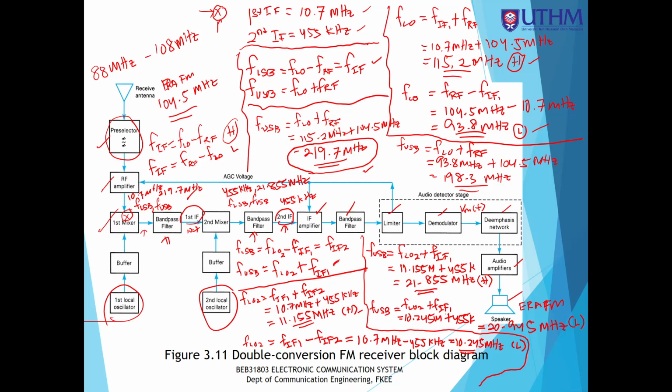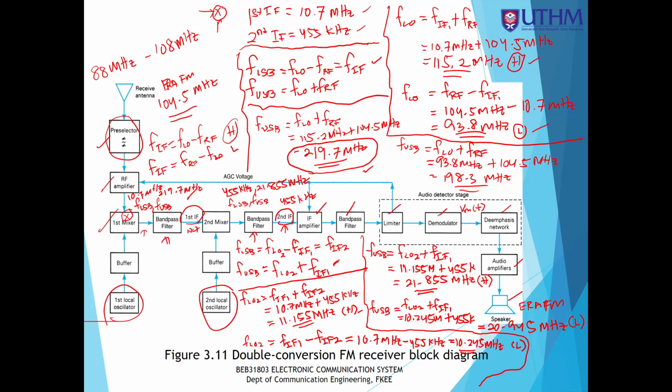Okay, and remember the second IF would be 455 kilohertz. From there, at 455 kilohertz, we can do the demodulation process to produce the VMT. So you see from here, in FM, we do twice down conversion before we do the demodulation process. Different from the AM, where we only do down conversion once, then we do the demodulation process.